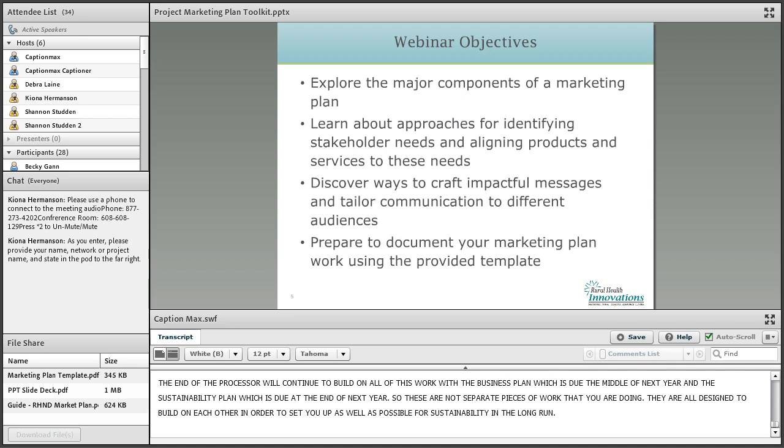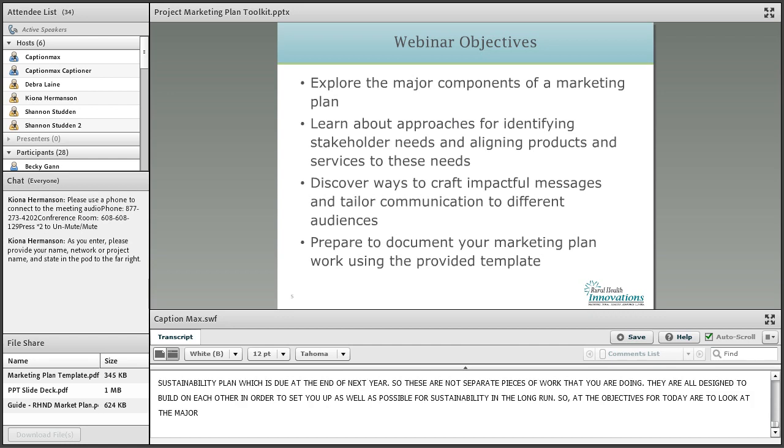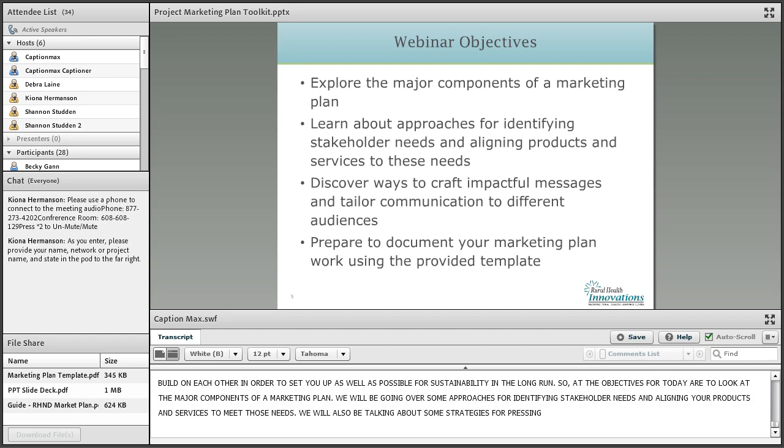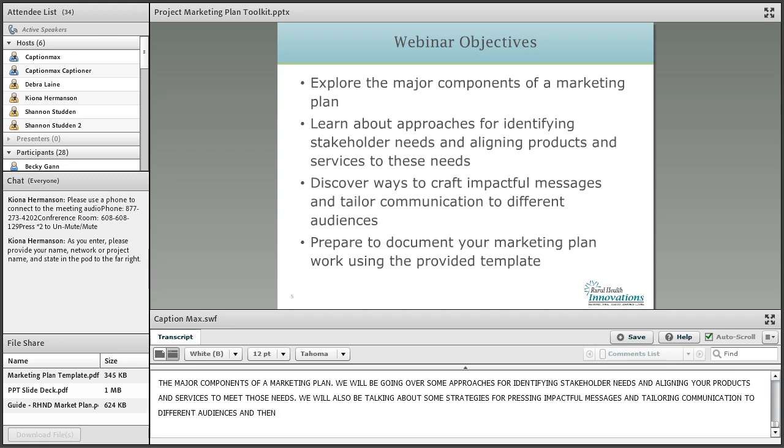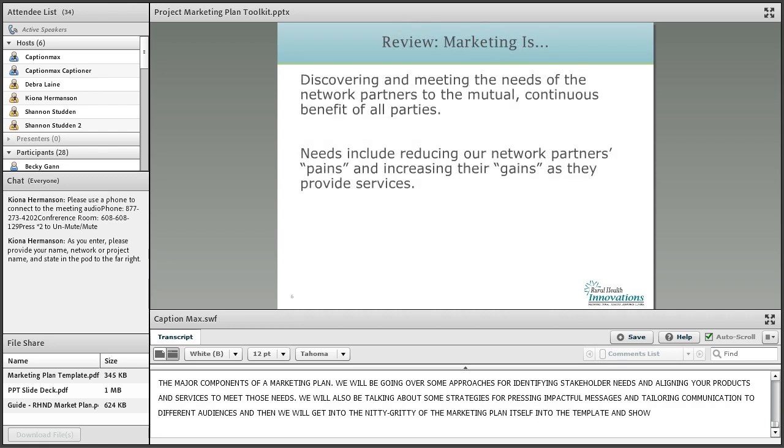So the objectives for today are to look at the major components of a marketing plan. Deb will be going over some approaches for identifying stakeholder needs and aligning your products and services to meet those needs. We'll also talk about some strategies for crafting impactful messages and tailoring communication to different audiences. And then we'll get into the nitty-gritty of the marketing plan itself and the template and show you the pieces of that.